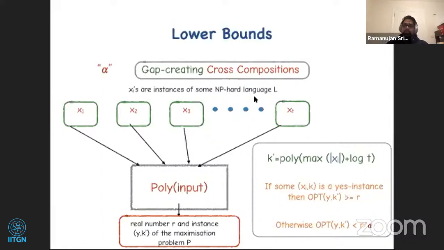So this is where we can now talk about alpha gap creating cross compositions, because alpha is the gap that you're creating. So now you're outputting this y comma k prime with the promise that if some xi is a yes instance, then your new opt is at least r. Otherwise, it's upper bounded by r over alpha, hence giving you the gap.